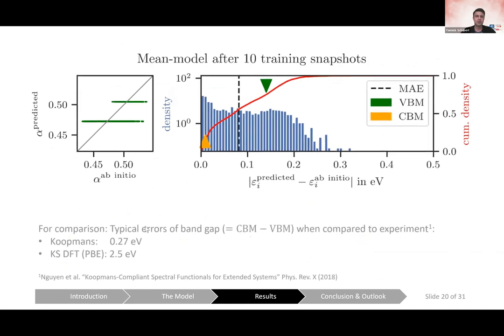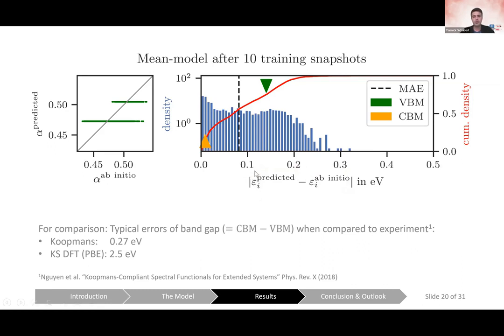And each panel, again, consists of 2 figures. One is this parity plot, where I plot the ab initio computed screening parameters against the predicted screening parameters. In the ideal case, all values would line up on this diagonal. And on the right, I show the error histogram here in blue, not of the screening parameters, but of the physical properties, namely the quasi-particle energies.